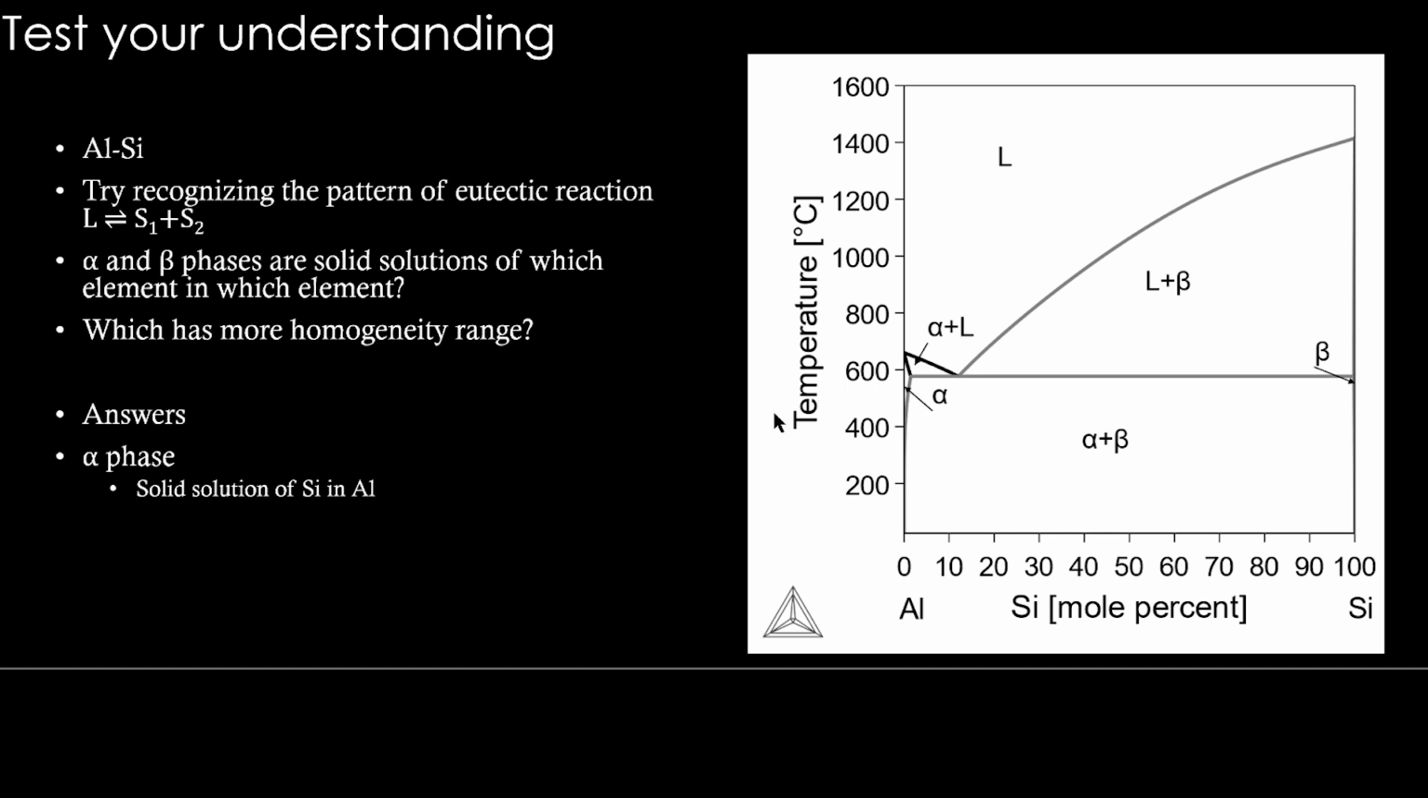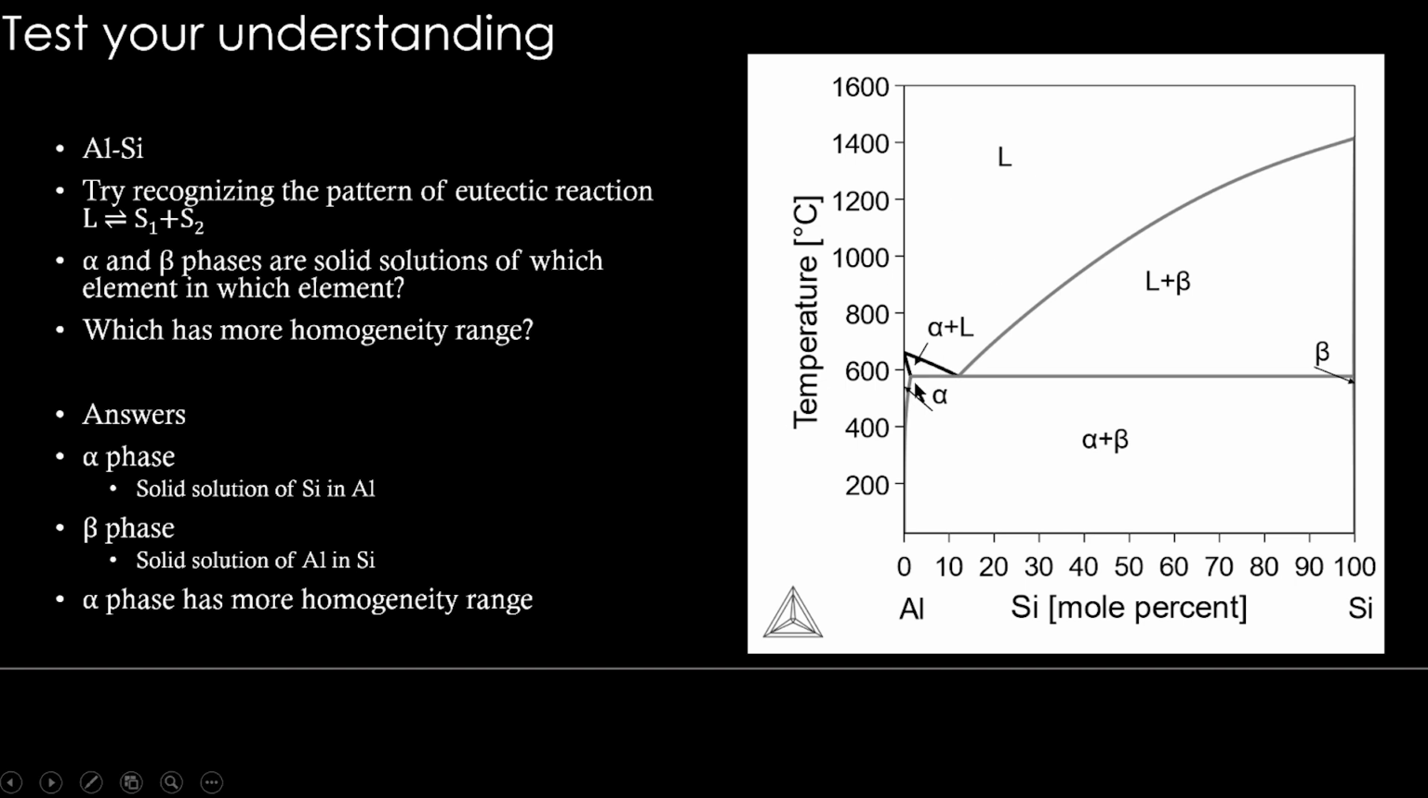Alpha phase is solid solution of silicon in aluminum. Beta phase is solid solution of aluminum in silicon. And alpha phase has more homogeneity range. You can see here there is at least a small range you can talk about for alpha. This small range is there, but for beta there is barely any solubility.